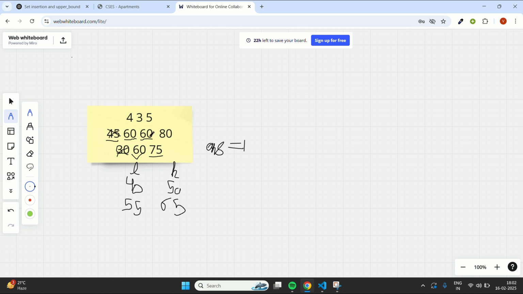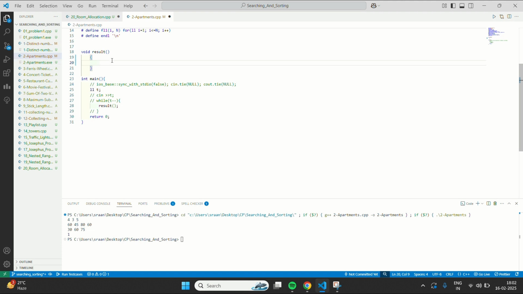Then, since this customer is asking for a smaller apartment, we cannot satisfy him anyway. We will move to the fourth customer. The fourth customer is asking for size 80, so his range will be 75 to 85. So we can allocate this particular apartment to him. So our answer will become 2 instead. Now how will we write the code for this problem? Let's see. Let's write the solution.